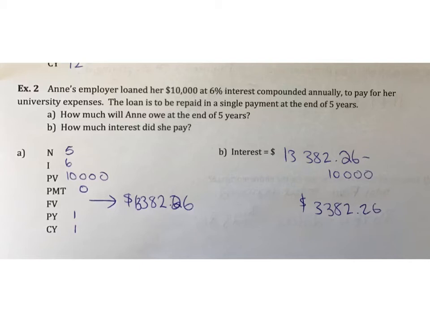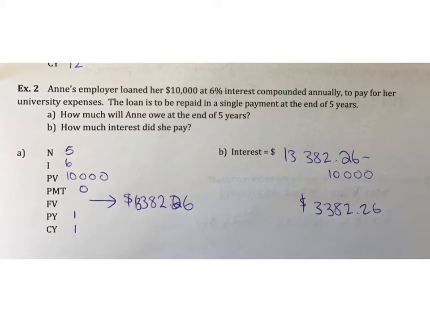So for this one, my N would be 5 because it's for 5 years. My I is 6 for 6%. I'm borrowing 10,000, so it's positive, making no payments during the course of the loan. My PY is 1 because that's the standard PY that we keep it as when there's no payments. My CY, it looks like we're compounding annually. So I'm looking for my future value because I want to see how much interest is accumulated, and that will be what she has to pay back at the end of 5 years.